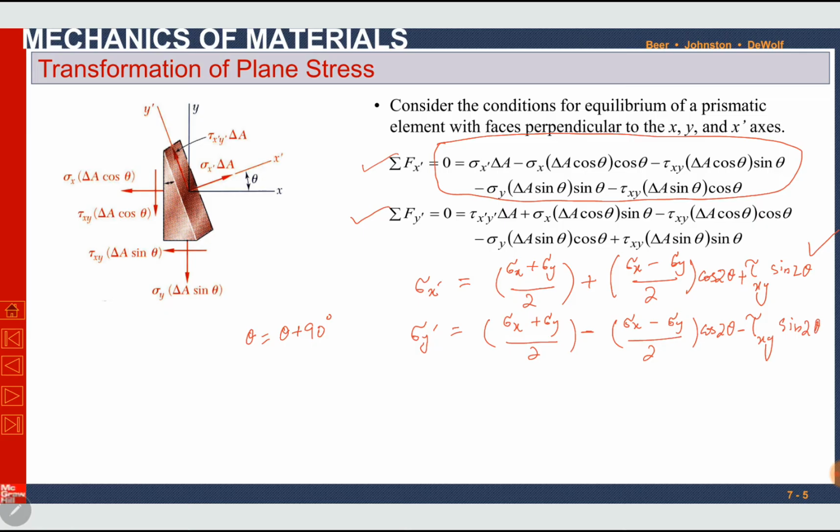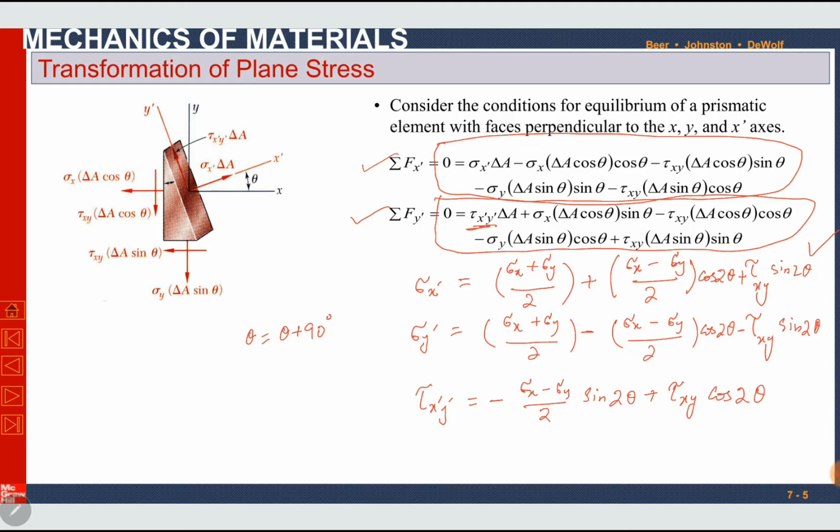Okay. Now if we simplify this expression, we can find tau x dash y dash is minus sigma x minus sigma y divided by 2 sine of 2 theta plus tau xy cosine of 2 theta. So we have transformed sigma x, sigma y and tau xy into sigma x dash, sigma y dash and tau x dash y dash.